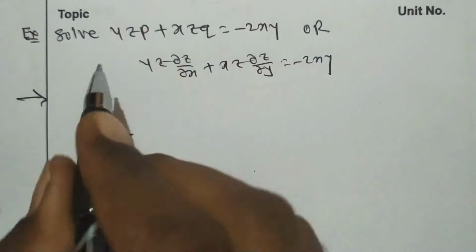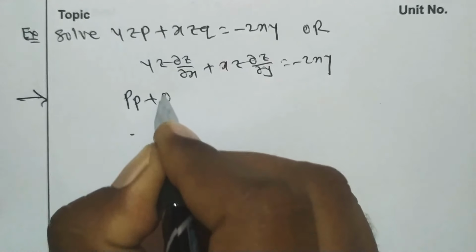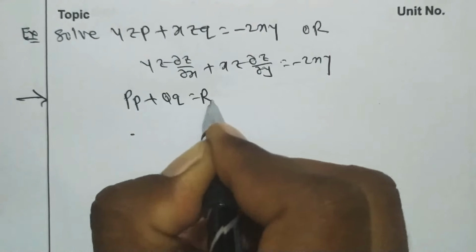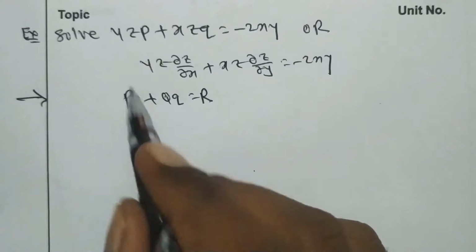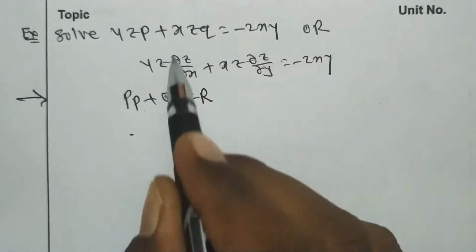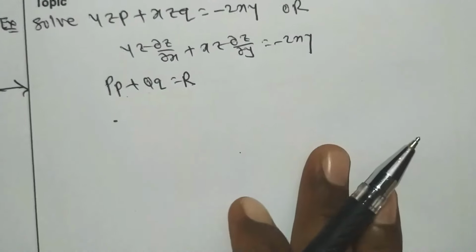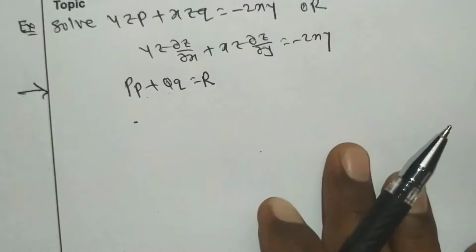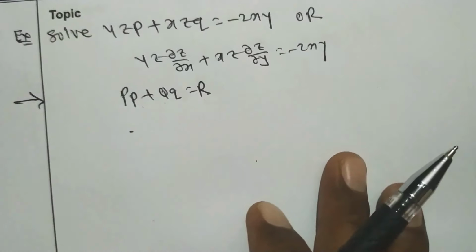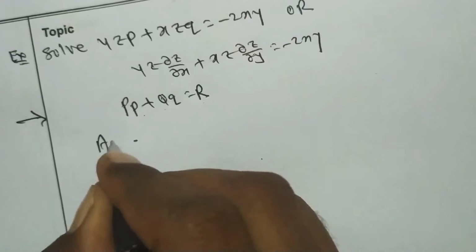Our first step is to write the given differential equation in the form Pp plus Qq is equal to R. If we compare this differential equation with this, then we can write P is equal to yz, Q is equal to xz, and R is equal to minus 2xy. So how do we solve such a differential equation? First, we have to write the auxiliary equation.